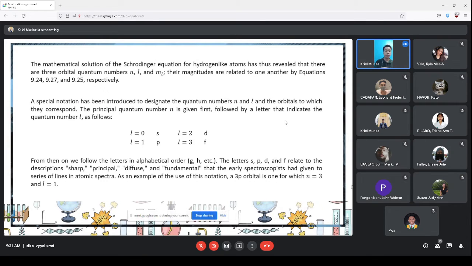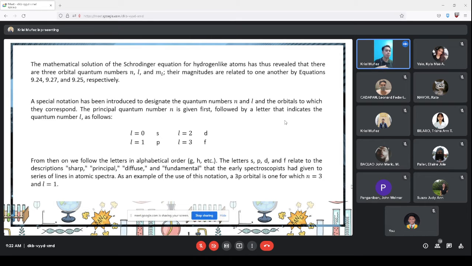Coming from general chemistry or the principles of chemistry, right? So we have the principal quantum number n, which is given first, and then followed by a letter that indicates the quantum number L. Okay, so as follows, when L is equal to 0, that is the lowest number for L, right? So we have n minus 1, which is the limit for L, so from 0 to n minus 1. So for n is equal to 1, we only have one L value, which is L is equal to 0, and that is the s orbital.